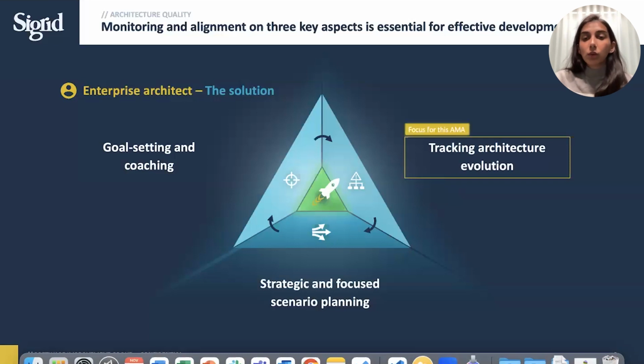This time, what we are doing is tracking architecture evolution, which is the architecture quality. The problem it solves for enterprise architects is that it gives you an image of how your implemented architecture looks. And the third thing, which right now is not yet in Sigrid but will be soon, is the modernization scenarios, which will give you an insight.